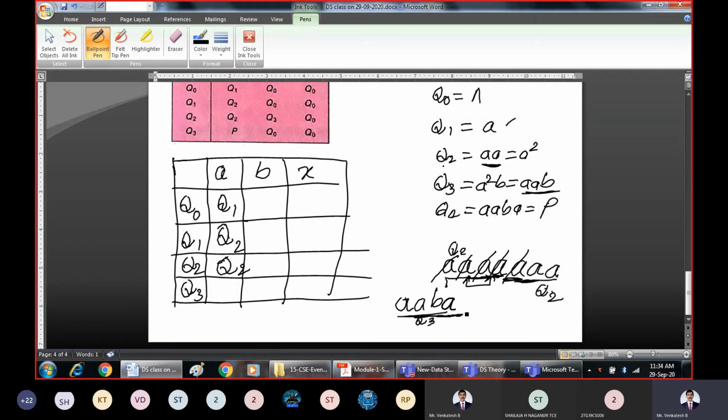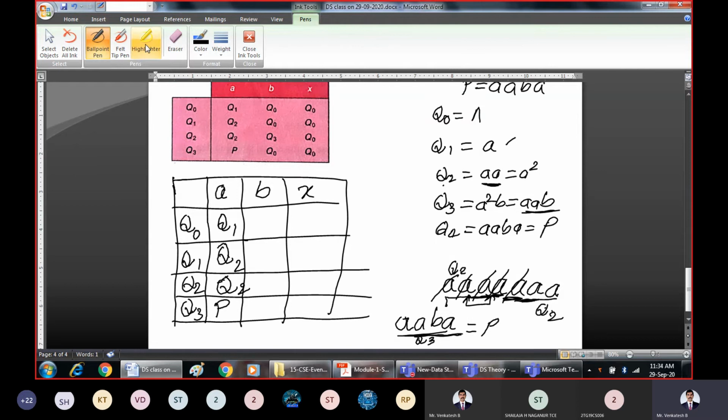When you already have AAB, if you get the next character as A, what does it indicate? It indicates that I have found the pattern I am looking for. That means when you are in Q3, if you get the character A, the search is successful. The first column indicates the successful state of information. Now that is the first one. Let us come to the second one.